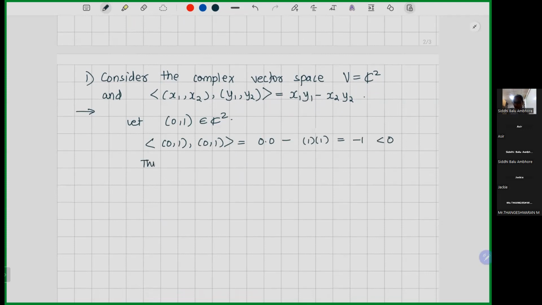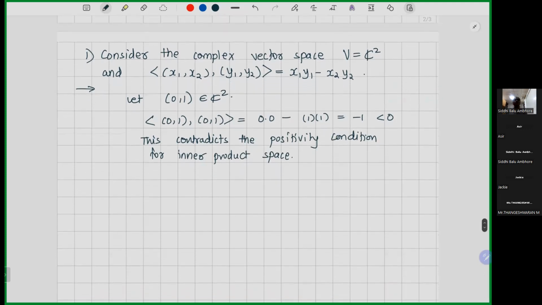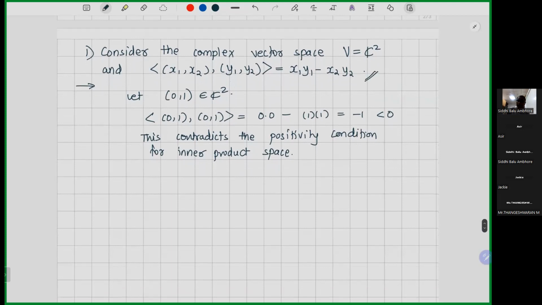So this contradicts the third condition, the positivity condition for inner product space. So that's why this map does not form an inner product over C. Is it okay?